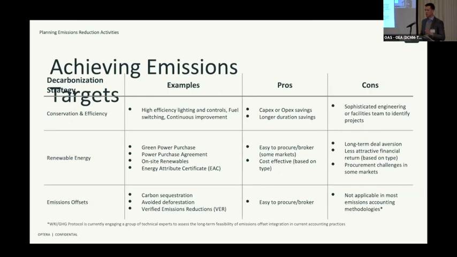But it's the first place to start. Every kilowatt hour you save, every therm you save, there are things you don't have to invest in renewable energy or emissions offsets. So 100% the right way to start. But the next is going to be renewable energy.